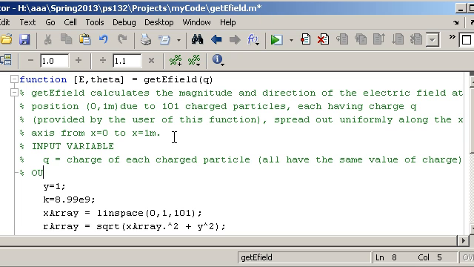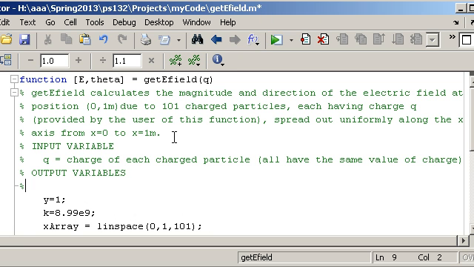And then output variables. First element of that array, and it's pretty clear what the output variables are, so I just need to define them. E equals magnitude of the total of the electric field at 0,1 meter.